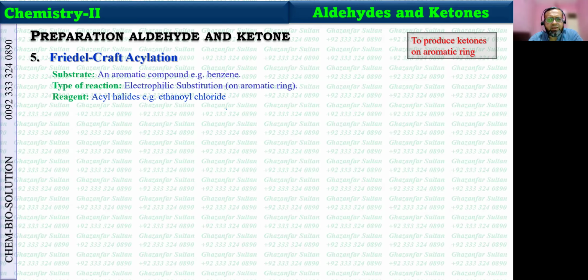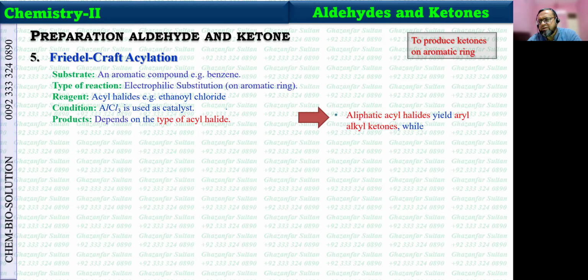Reagent is acyl halide, also called acyl chloride, particularly for example ethanoyl chloride. Catalyst, aluminum chloride is used as a catalyst if the halide group is chloride. If halide group is bromo, then we will use aluminum bromide. Product depends on the type of the acyl halide. Whatever the acyl halide is, it produces its respective aromatic ketone.